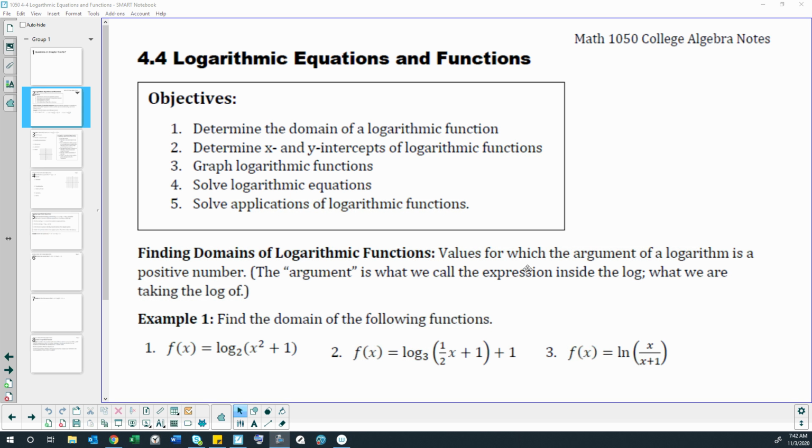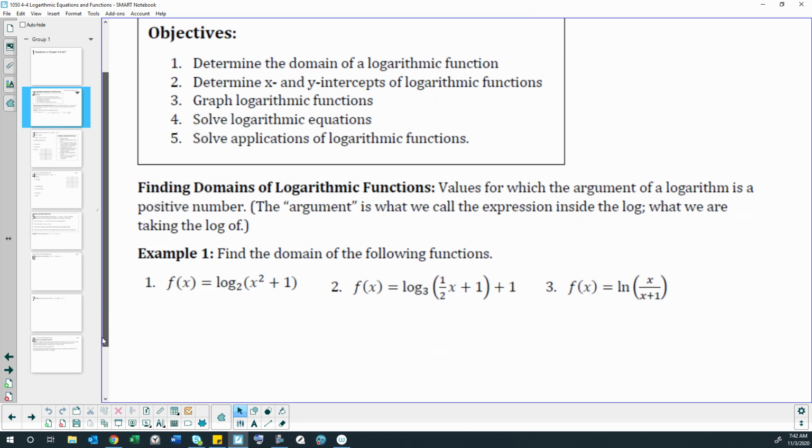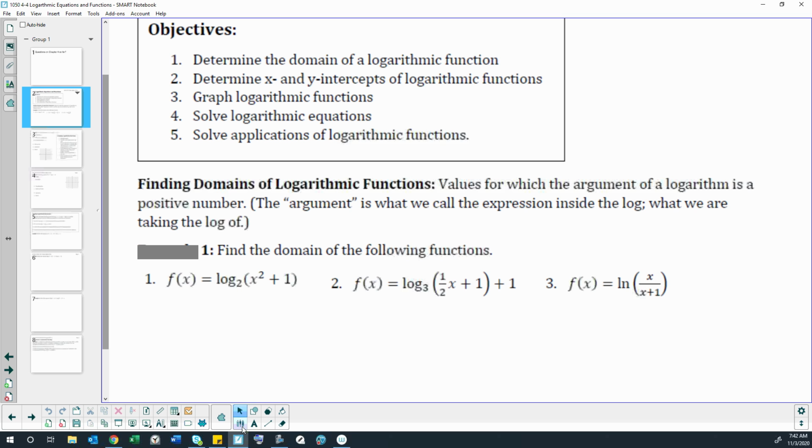So we want values for which the argument of a logarithm is a positive number. The argument is the expression inside the logarithm, what we are taking the log of. You can see the argument in parentheses here, here, and here. So let's find the domain of each one by taking the argument and setting it greater than 0, not equal to, because it can't be 0, and then we solve it.